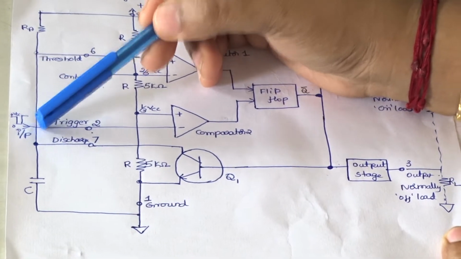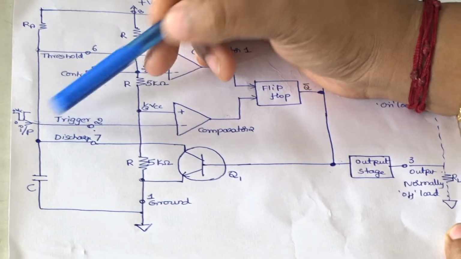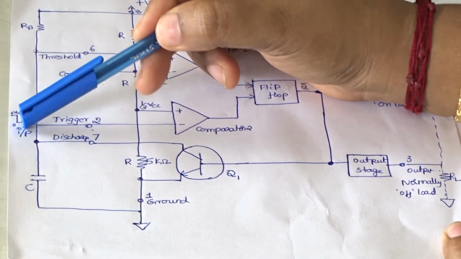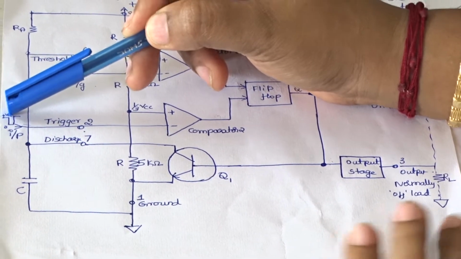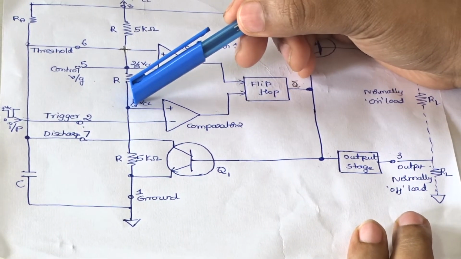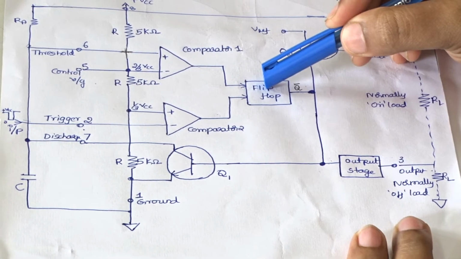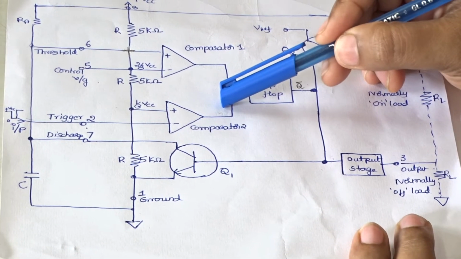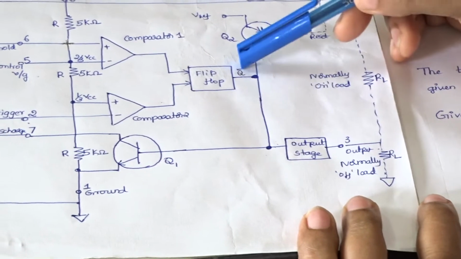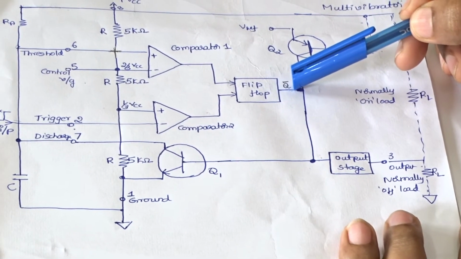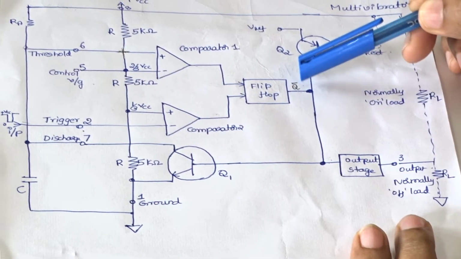Now, when you apply the trigger here, what happens? As I told, this trigger input will have a voltage from 0 to VCC. So when it crosses 1/3 VCC, this output will go high. Compared to 2, if it is 1, this Q1 will be off, in the sense that for the flip-flop we are taking the complementary output, that is Q bar. Q bar is 0 means Q will be 1.